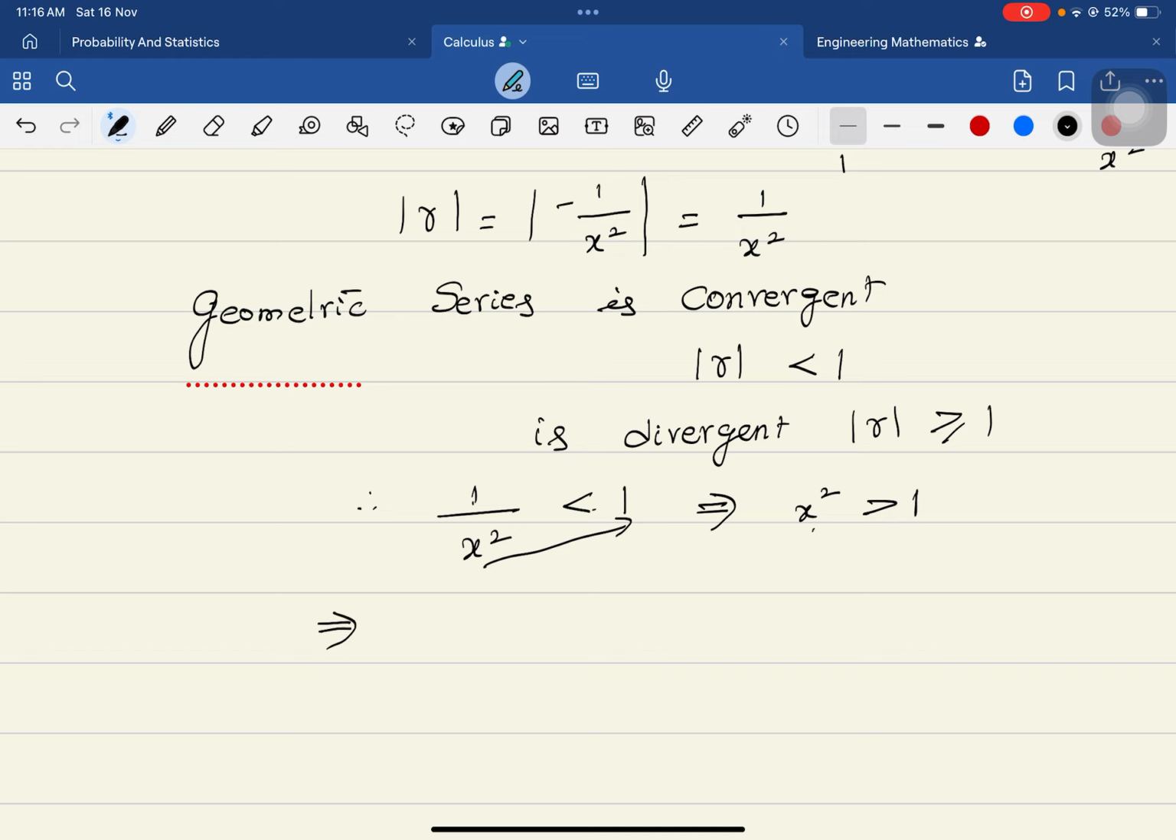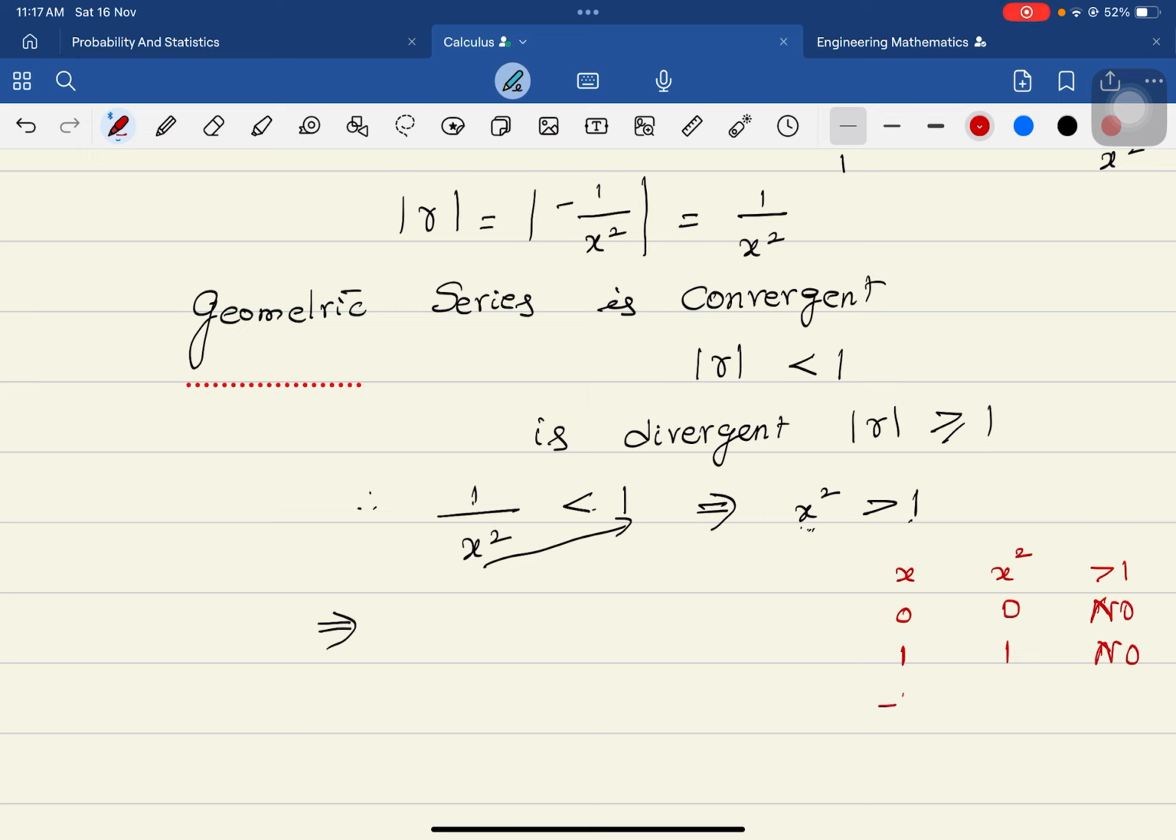When you put in a value of x, the square of that number should be greater than 1. When I put x is 0, can I say 0 is greater than 1? No, so 0 doesn't satisfy this condition. When I put x is 1, x² is 1 and this is also not true. It is not greater than 1.